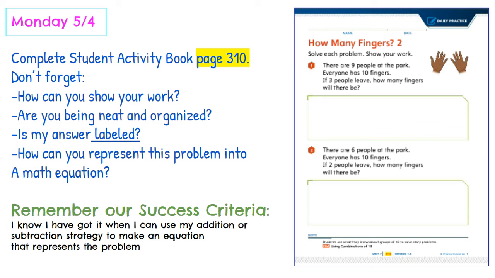So the page you're working on today is 310. How many fingers? You're going to solve each problem and show your work. The first problem says there are 9 people at the park. Everyone has 10 fingers. If 3 people leave, how many fingers will there be? Number 2 says there are 6 people at the park. Everyone has 10 fingers. If 2 people leave, how many fingers will there be? Make sure you read these questions carefully, scholars, because they could be a little tricky.